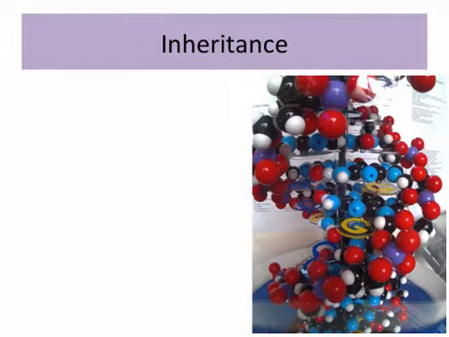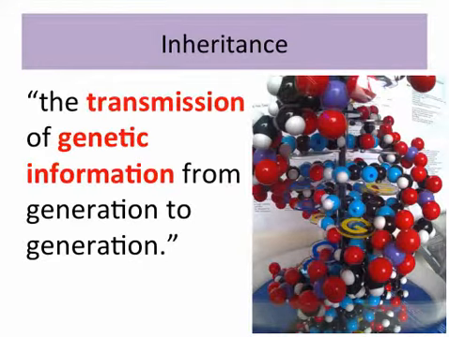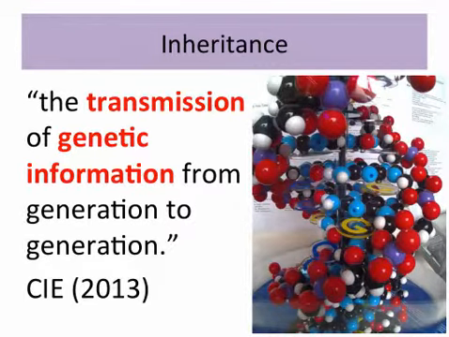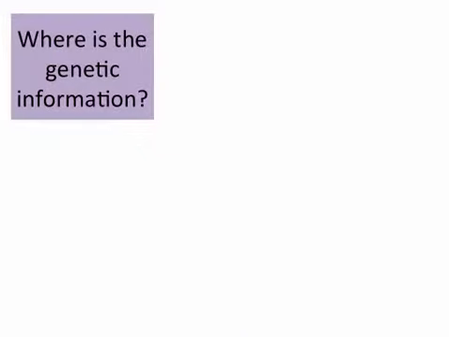What is inheritance? Inheritance, according to Cambridge, is the transmission or passing on of genetic information from generation to generation, from parent to offspring. Now, where is the genetic information? You might want to pause this video while you think about that.